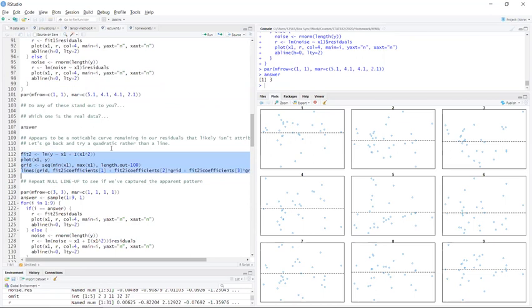So then I say, well, a line didn't fully capture the relationship. What was left was a curve. Maybe it looks like a quadratic curve. So I'm going to say, well, maybe I should have used a quadratic instead in the first place.